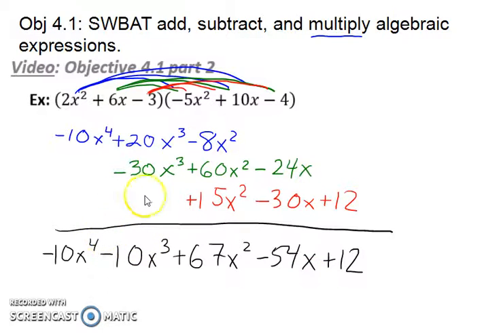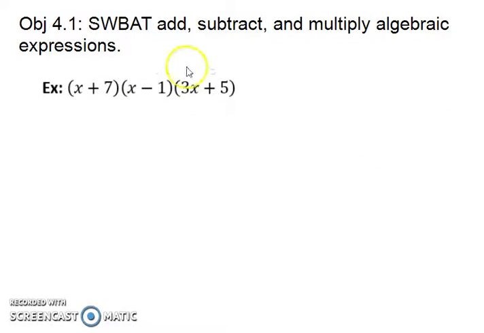And that is it. That was a lot of work, but by writing it like this, it makes that last step easier. And now let's go on to the second example. This one has 3 expressions being multiplied. Now, there's nothing weird about this, given that you already know what to do.